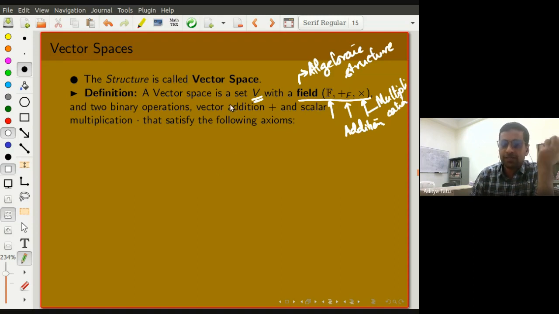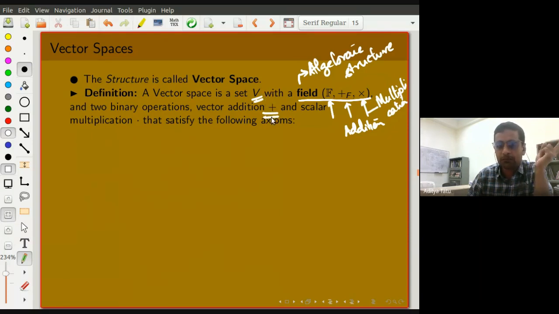Okay, so a vector space is a set V with a field F and its operations. Apart from these two sets, the set V should also be equipped with two binary operations. If you look at this plus, I've deliberately used different notations here. This is plus defined on the field F, whereas this plus is defined on V.